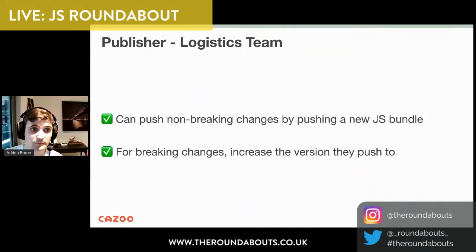So from this approach, from the publisher side of view, the people that provide the reschedule handover can push non-breaking changes by just pushing a new JS bundle. If they just update that API and say, hey, the new JS bundle is actually this file, then the new component gets pulled by consumers. And for breaking changes, they just increase the version they push to, and then consumers will have to explicitly say, hey, actually, I want version 2 of this component, and they will start pulling the breaking changes.